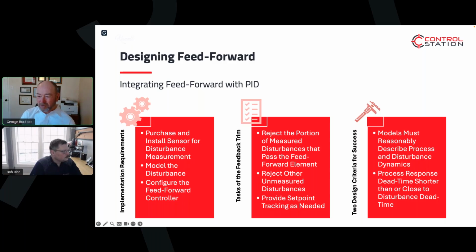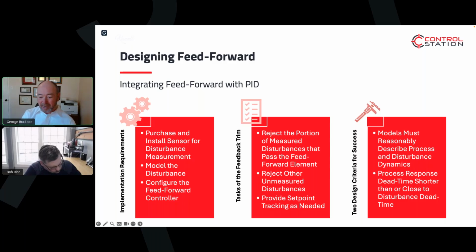So how do we know we've done it right? That's this last box on the right. Well, we'll know we did it right if the model is reasonably describing the process. That is, by implementing the controller, we've been reasonably able to offset that disturbance. Okay. Is the model reasonably good?